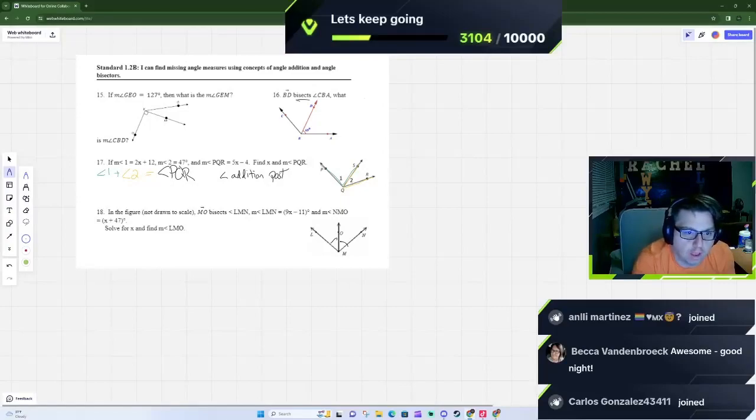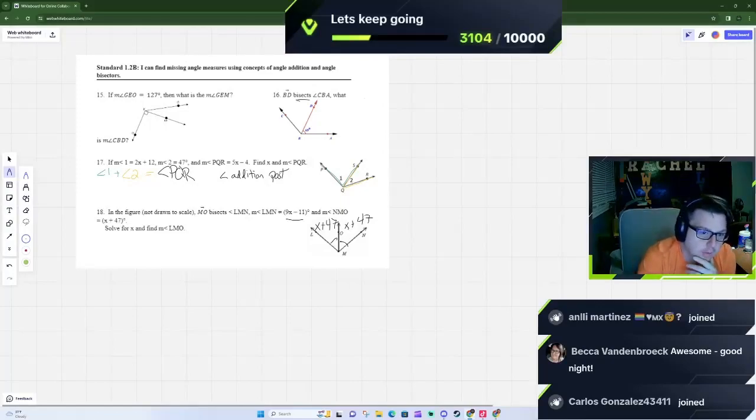So if I know LMN, that's the whole angle, and I know NMO. Now this is the beauty of it. If I know NMO, this first angle is x plus 47. I technically know what the other angle is too, because bisects means that it cuts it into two equal pieces. So I know this one is x plus 47 as well. So this piece plus that piece equals the whole thing, which is 9x minus 11. So then we can start to set that problem up and really start to solve it, okay?